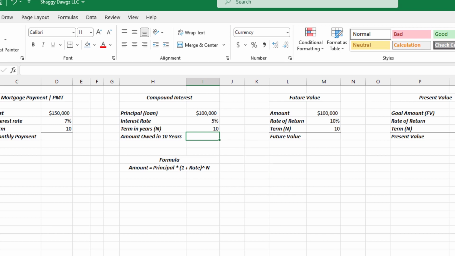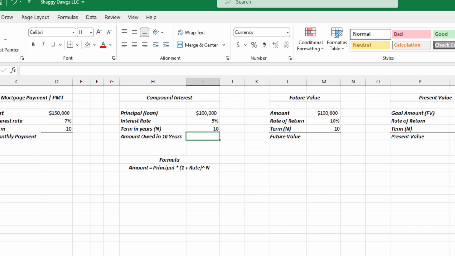So let's look at the formula first, then we'll plug in some numbers. You can see the formula right here on your screen. And as a side note, this formula is widely used in most business schools. So the formula goes like this. The amount you're going to owe is equal to the principal amount multiplied by 1 plus the rate raised to the nth power. Yeah, not fun.